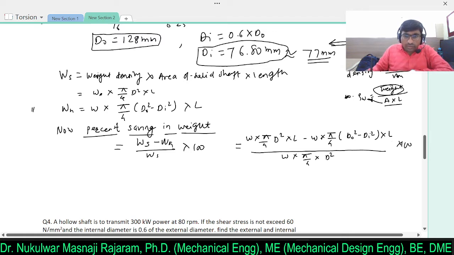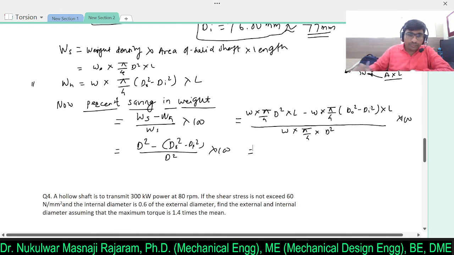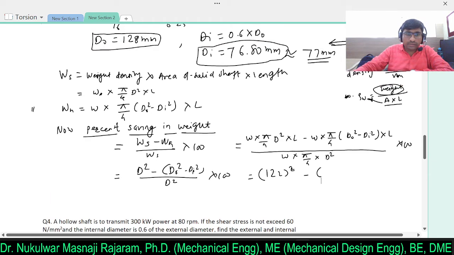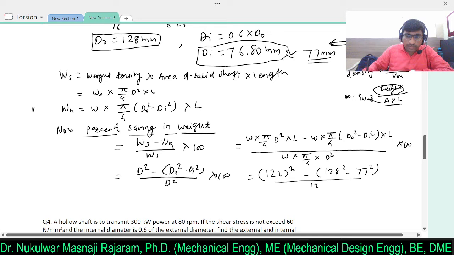Simple. So if I take common W, L and pi by 4 from this equation, then this W and pi by 4 will get cancelled. So I can write D square minus DO square minus DI square, divided by D square into 100. By putting all the information, that is the D value is 122 square minus outer diameter 128 square, inner diameter 77 square, divided by 122 square. So here I will get 29.55%. That is the percentage saving in weight.